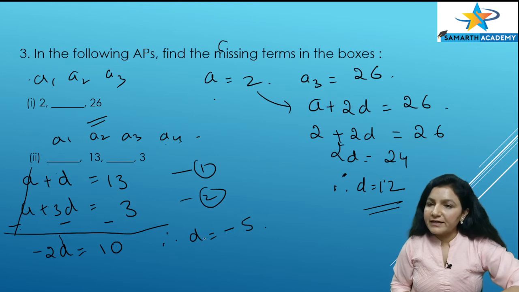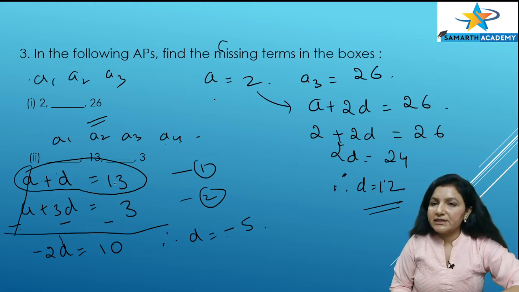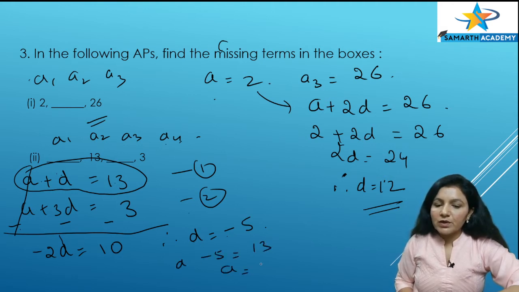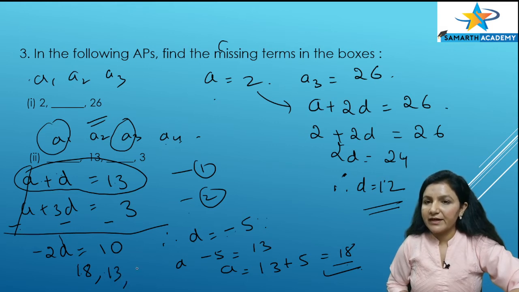Okay, now for finding the value of a, we have to make use of any of the equations. Here a plus d is 13. So put d is equal to minus 5 in this. So a minus 5 is equal to 13. a is equal to 13 plus 5, that is 18. The first term is 18. Second term is 18 minus 5, that is 13. 13 minus 5, 8. And 8 minus 5, 3. So these are the terms.